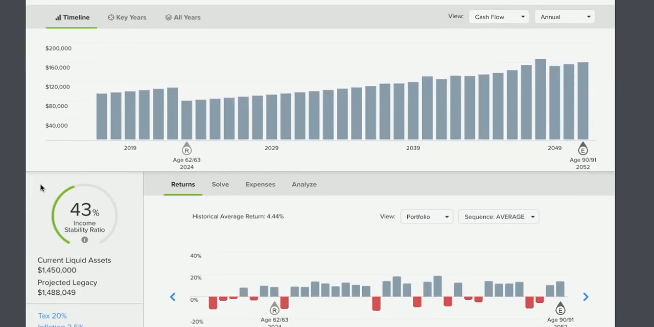So in this case, the main story we want to talk about is this income stability ratio. Right now it's at 43%. What that means is 43% of the current cash flow in this plan is coming from known or guaranteed assets: Social Security, pension, income from an annuity, from an income rider, right? But that means that 57% of this is left up to chance. So 57% of the income in this plan is being left up to the market.